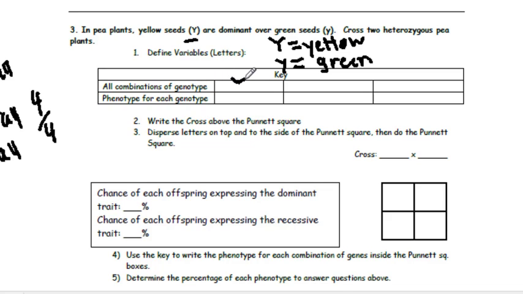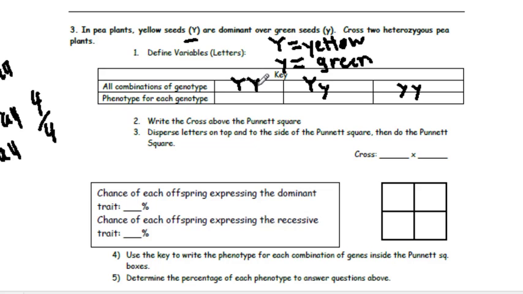Capital Y, homozygous dominant, homozygous recessive. Heterozygous, we have one big Y, one small y. Remember, heterozygous means different. Homozygous and dominant because it's the capital. Homozygous recessive because you have both lowercase. And then the heterozygote. These are the only 3 combinations that we can get when we cross these two with this type of inheritance. So what are the phenotypes for that?